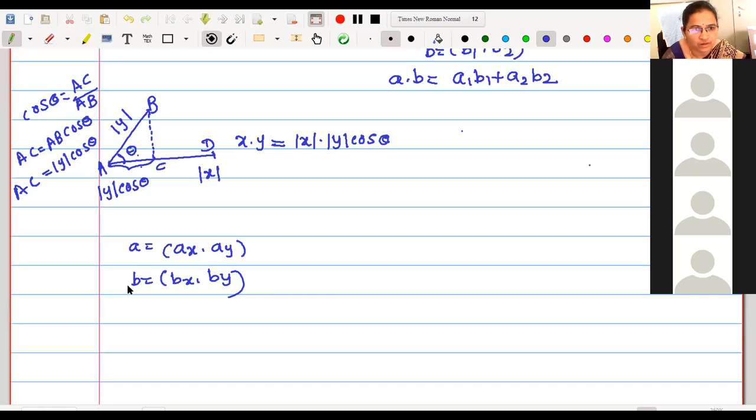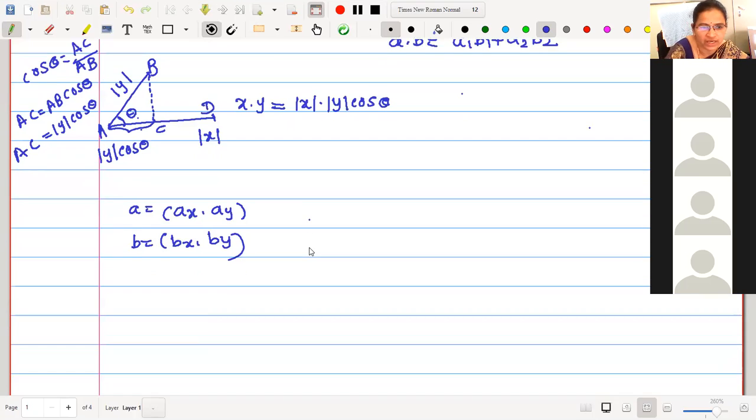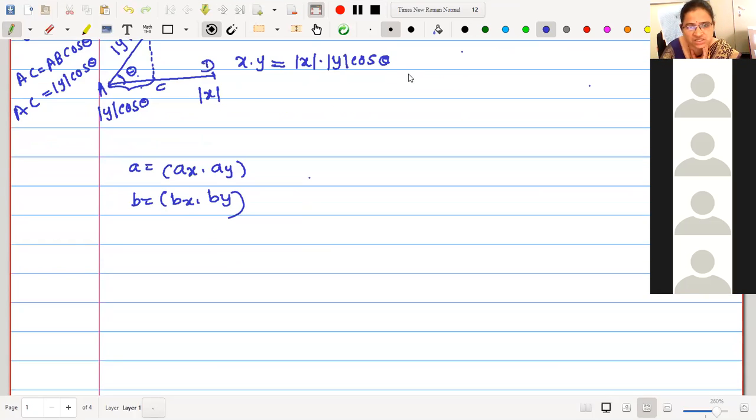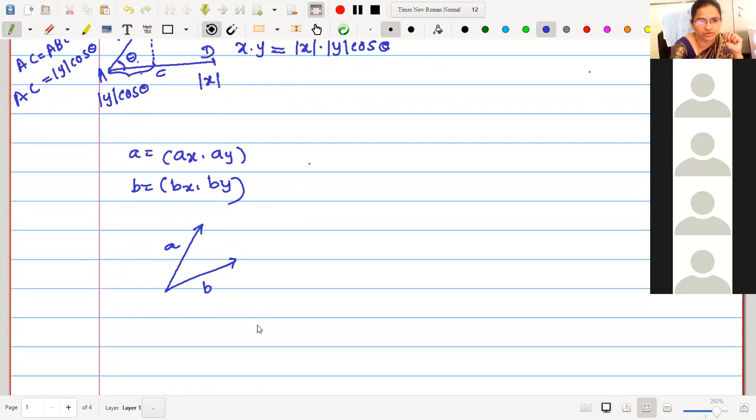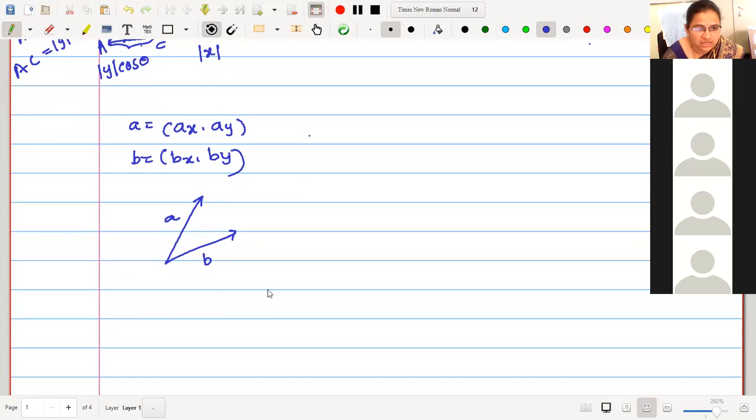Now we will see how the definition is going to work. A is equal to AX, AY. This notation is used just to ensure that AX is the X coordinate or X component of A, and AY is the Y coordinate or Y component of A. Again in R2 space, let us write these vectors like this. This is a vector A and this is a vector B. Now we don't need any angle between the two vectors. We are going component wise. The definition says it is AX BX plus AY BY.